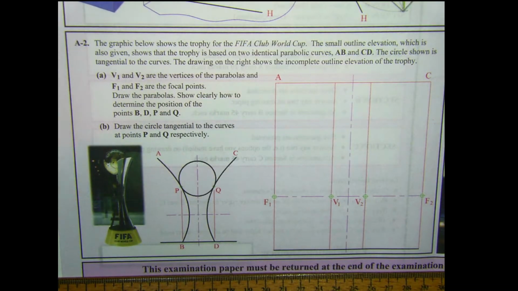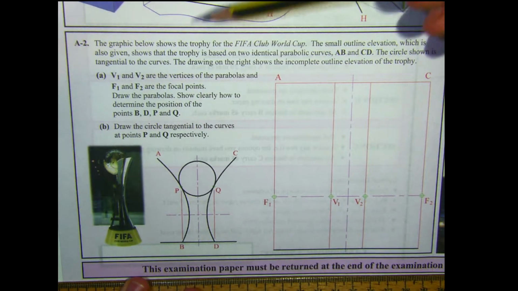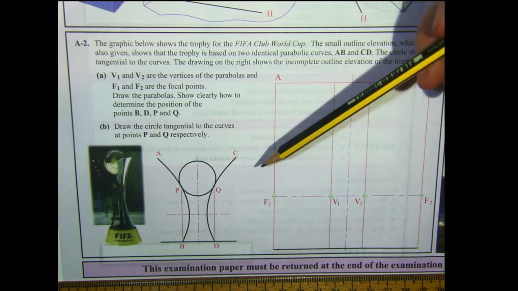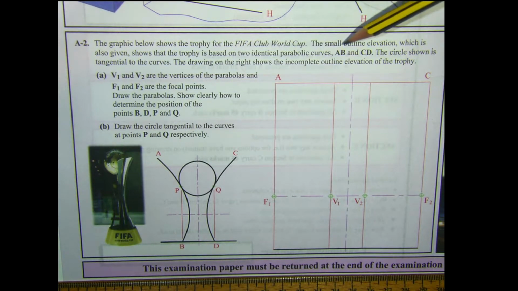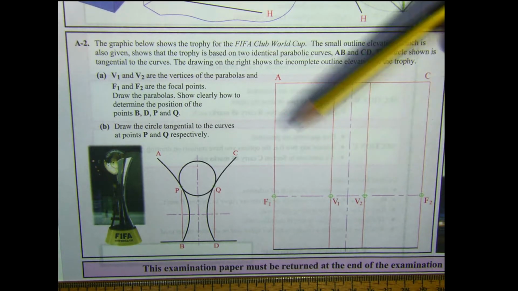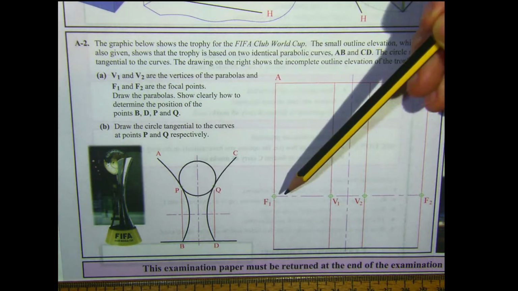Question 8.2 is conics. So the small outline elevation, which is all given, that's this, shows the trophy is based on two identical parabolic curves. So it's not a hyperbola, it's two parabolic curves, AB and CD. The circle shown is tangential to the curves. The drawing on the right shows the incomplete outline elevation of the trophy. V1 and V2 are the vertices of the parabolas, and F1 and F2 are the focal points.